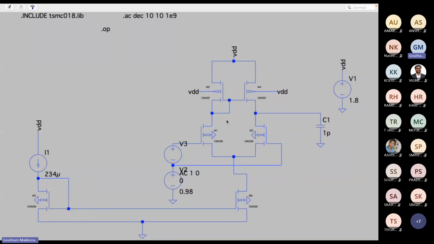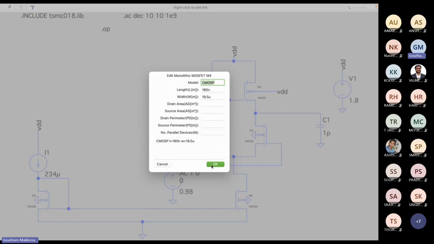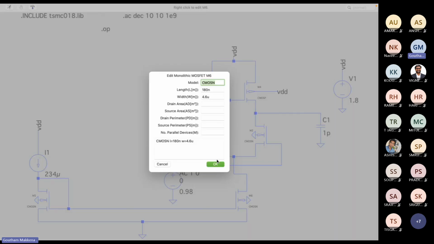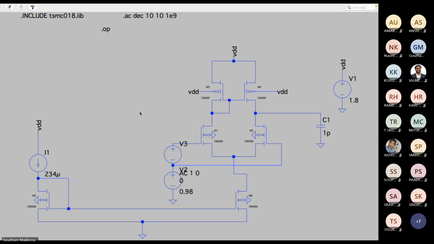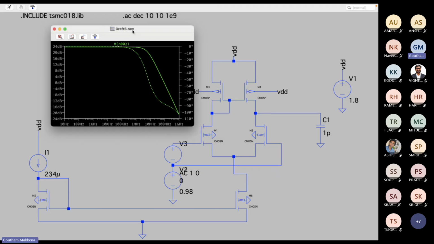Okay. So do you see it is the same circuit? So this one I got 1.5 micron and this one I got 19.5 micron. So each branch current I got 117 micron, so that is why this became 234 micron. And M5 and M6, the sizing was similar to whatever I discussed earlier. And then I am doing an AC analysis. So if I run it, I need to plot the output over here. Okay, so I got the output.